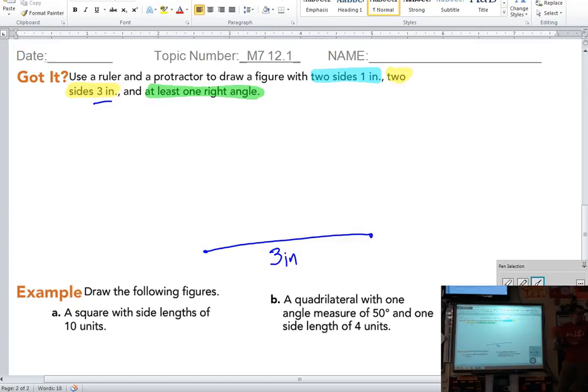So, do you want to go left side or right? Like left point or right point? Left? Sure. Now, how long is that side going to be? Sure, we can make it 1 inch. Now here's the fun part. What's my next side that I draw?